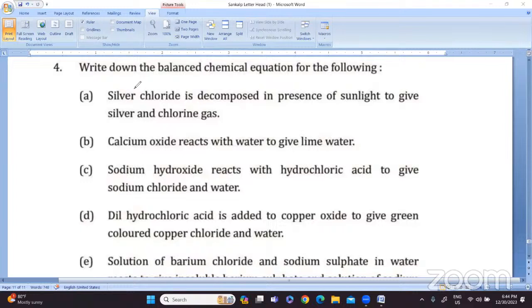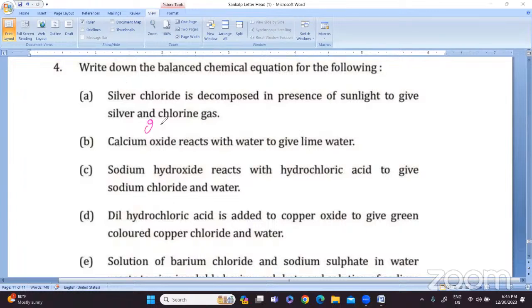Fine. So the first question is: silver chloride is decomposed in the presence of sunlight to give silver and chlorine gas. This you have to write in the form of a reaction. So how will you write it?